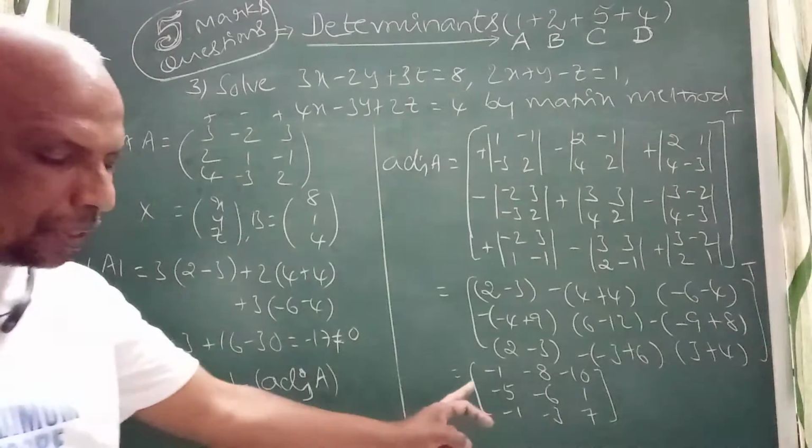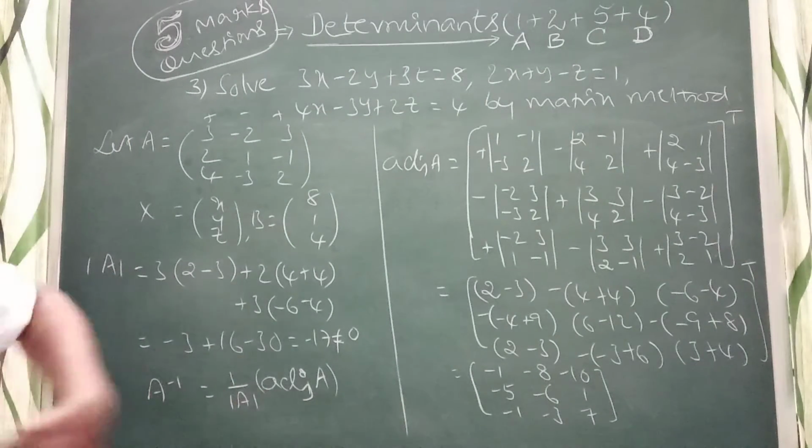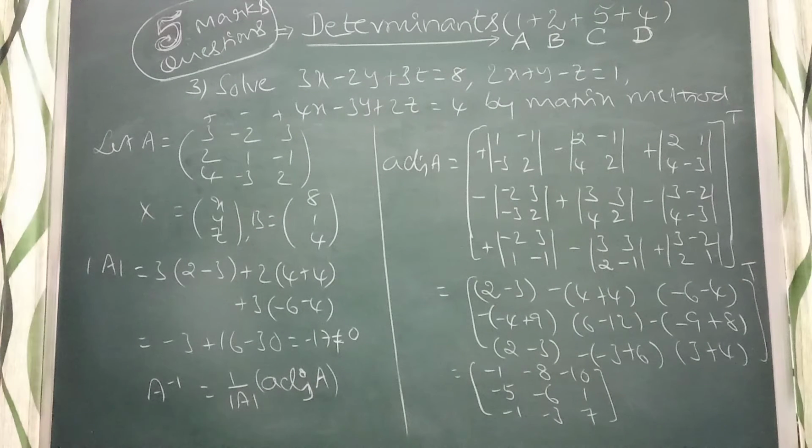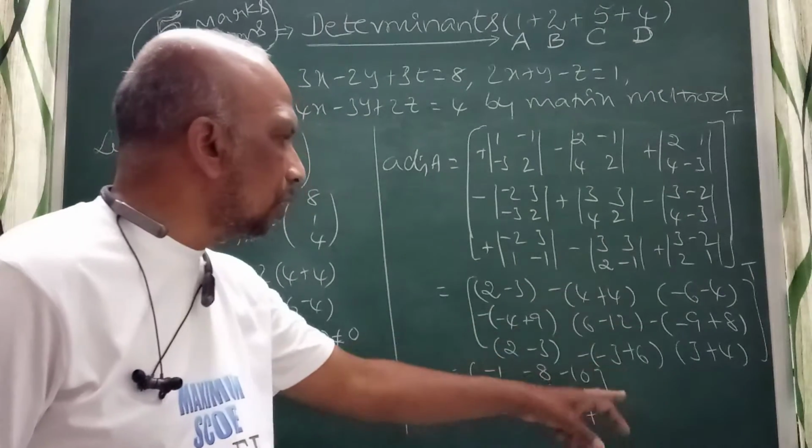Just be careful, I have written minus 1, minus 8, minus 10. We got it right. Minus 10, minus 5, minus 6, 1. Correct. Minus 1, you can verify this. Minus 1. I can also verify this one. I got it here.